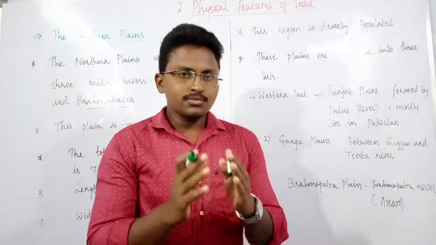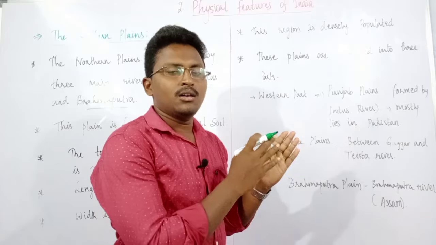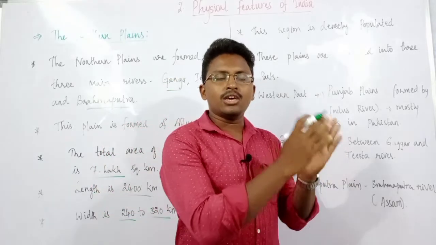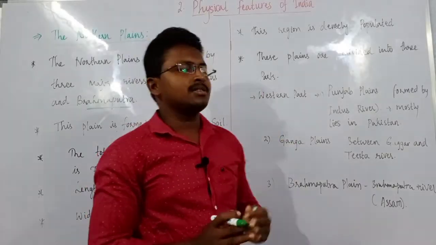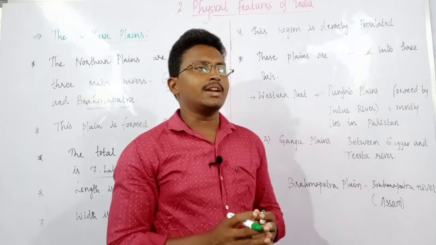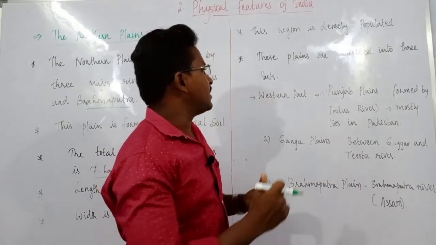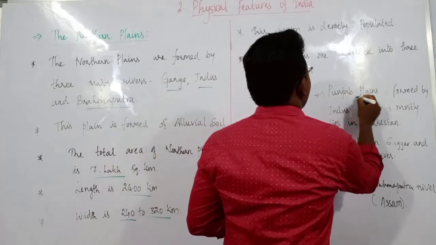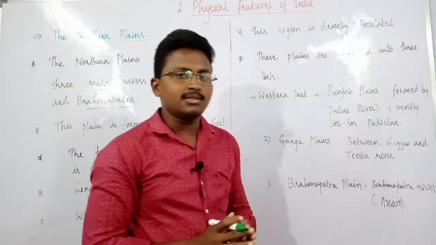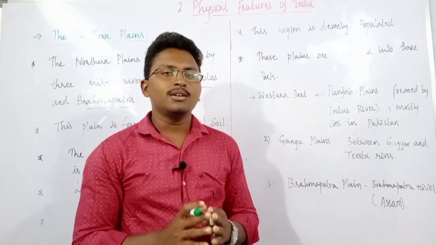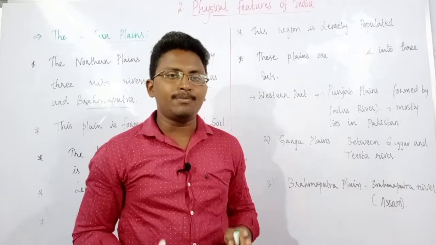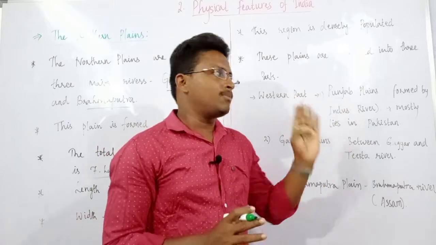Just like the Himalayas were divided vertically, in a similar way the northern plains are also divided into 3 different parts. The first one is the Punjab Plains. These Punjab Plains are mainly formed by the Indus River, but most of them at present are located in Pakistan.